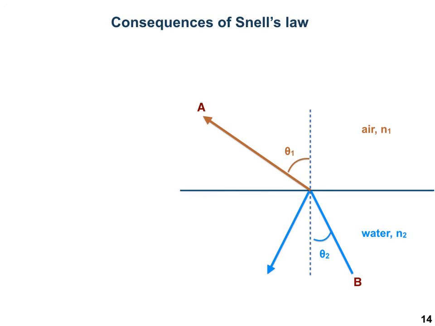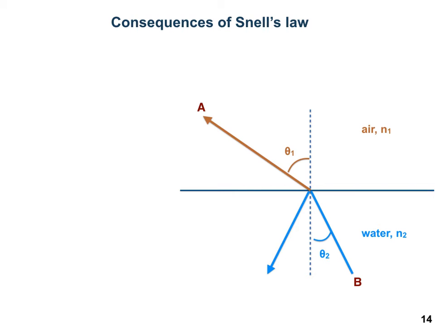What are the consequences of it? For instance, if we look at something coming out from water, there are actually two things happening at the same time. The light is reflected back into the water, and meanwhile, some light will come out from water to the air. So we have both reflection and refraction at the same time. And because the light travels faster in air, we have a larger angle theta 1 than theta 2.